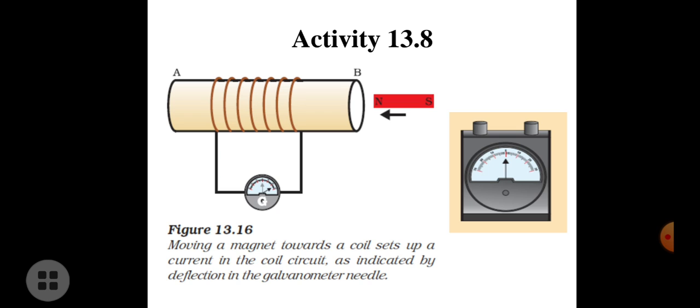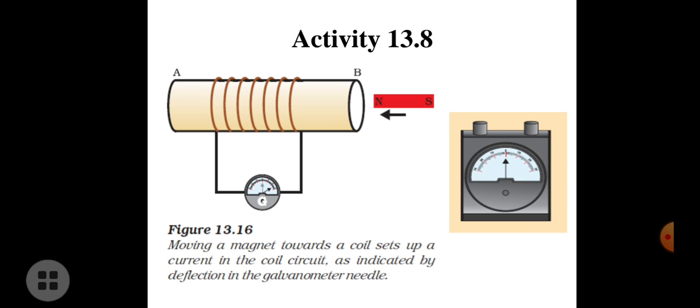From where has this current come? No battery is applied here. It means this current is induced, or we can say produced, in the circuit due to the motion of this bar magnet. Is it necessary to move the bar magnet only? Can't we move the coil? Yes, we can move the coil also. We can keep the magnet stationary and move the coil towards or away from the bar magnet. And again we see a deflection produced in the galvanometer.